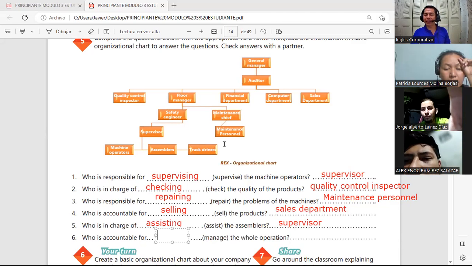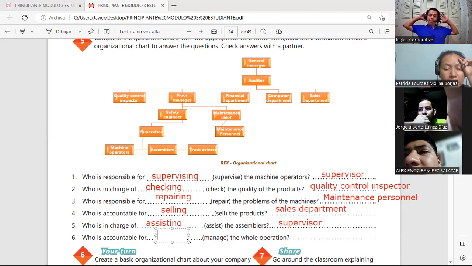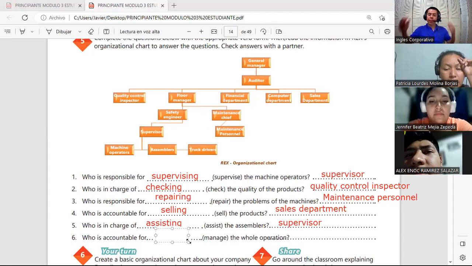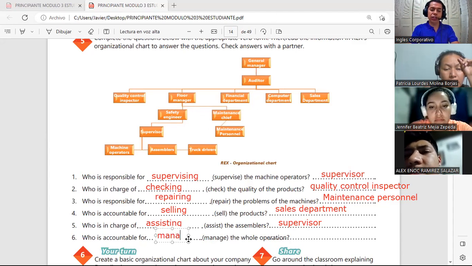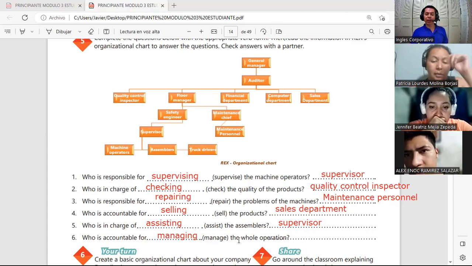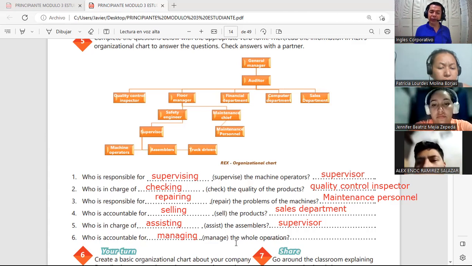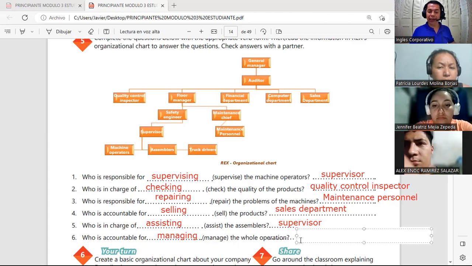And finally, who's accountable for? Está algo chiquito, ¿verdad? Pero es que quería enseñarles el organigrama también que saliera. So, who is accountable for managing? Very good. Managing. Remember the rule, right? When the verb ends in E, you eliminate the E. Cuando el verbo termina en E, eliminamos la E, right? So we say managing. Who is accountable or who is responsible for managing the whole operation in REX? The general manager, el jefecito, right?